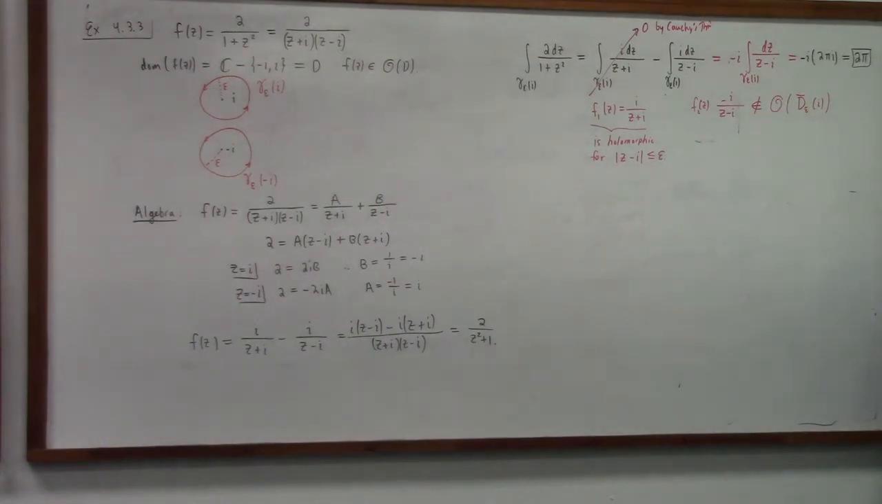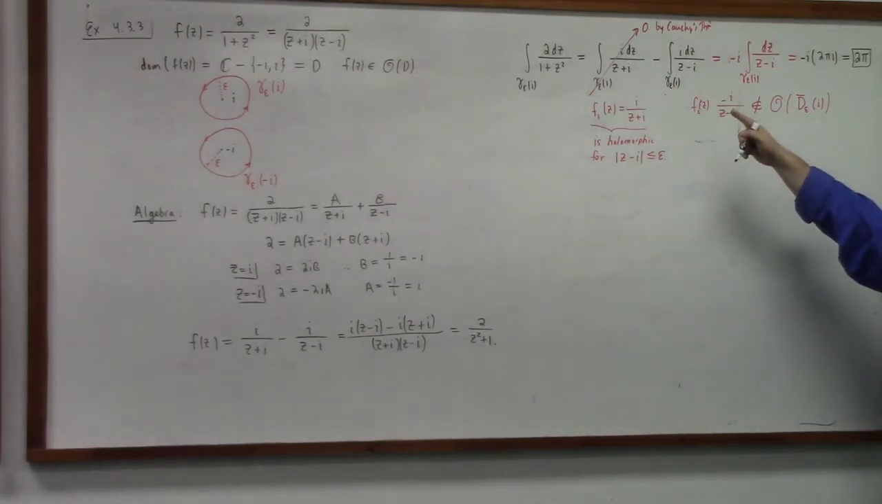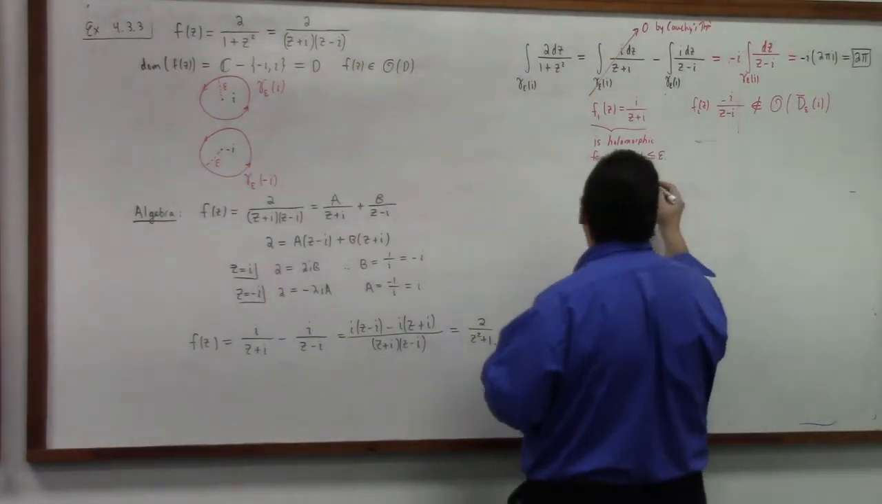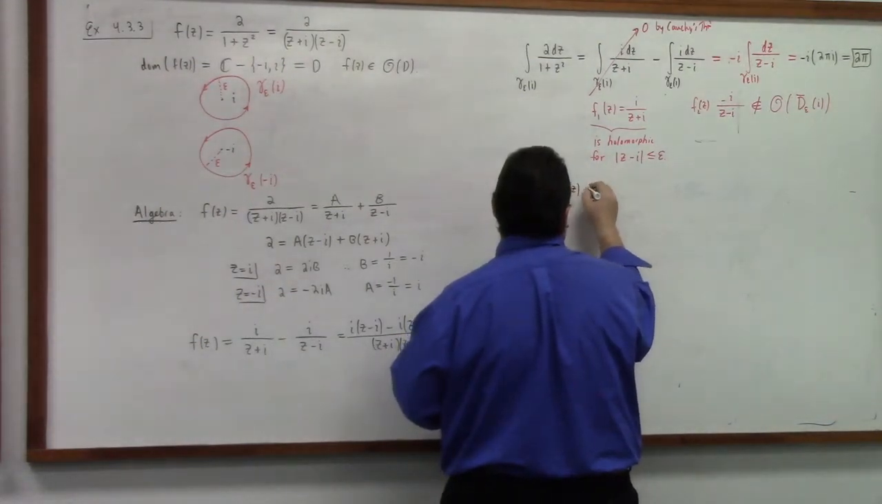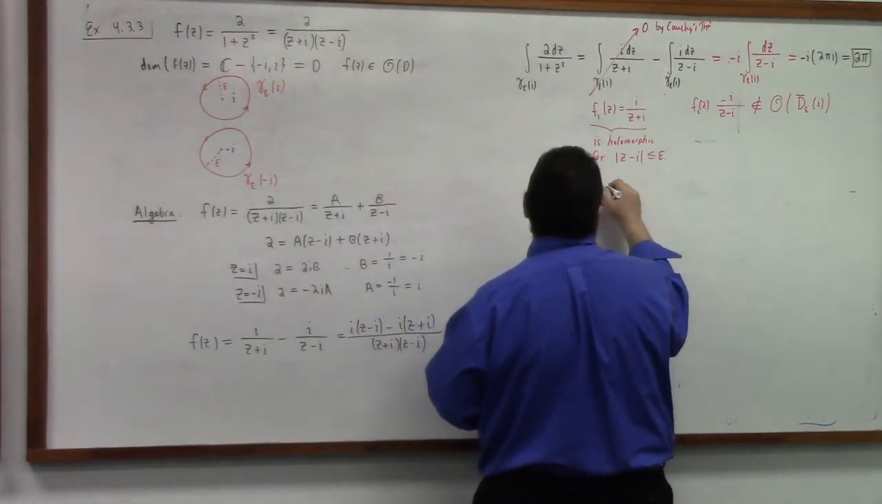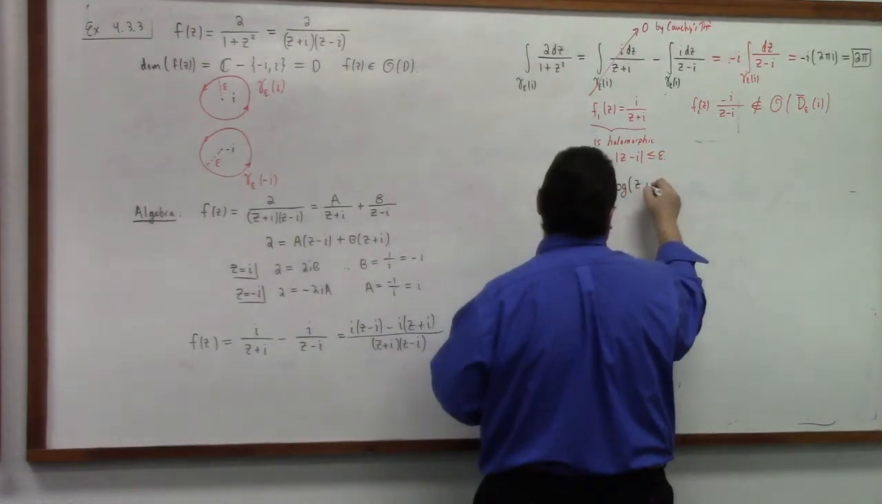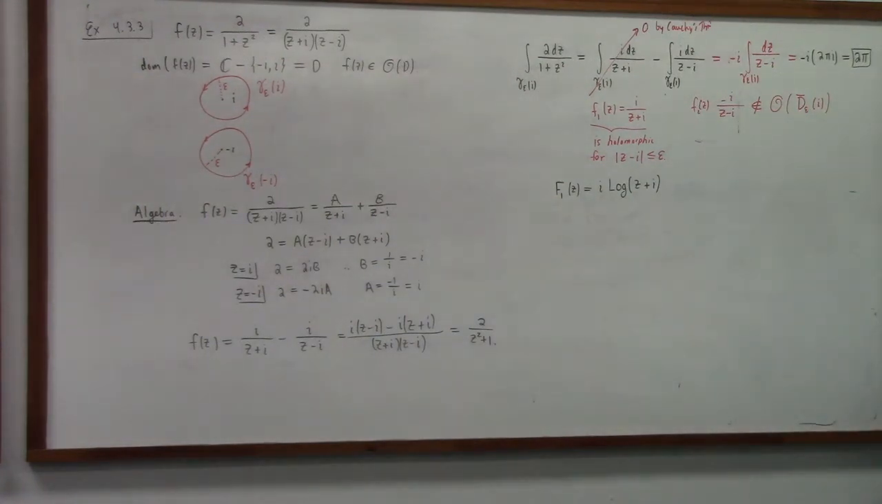But I'd like to point out something. We can actually write a primitive for the first piece. What's the antiderivative of 1 over z plus i on this circle? We could say f1 of z would be, how about this, i log of z plus i. Why would that be okay? Oh, because log is defined on the boundary.